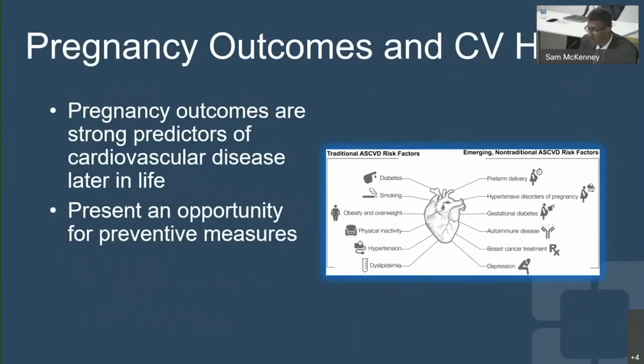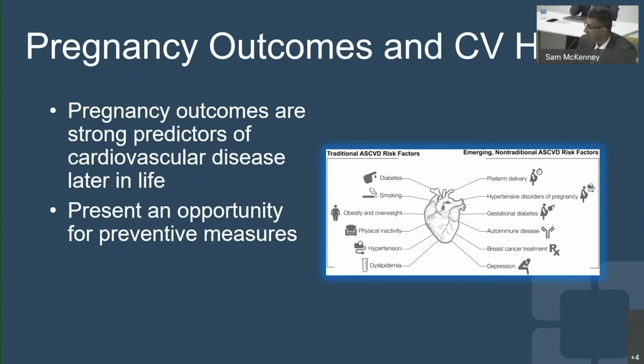Now, this is another area that I wanted to just touch on that's coming. What we know is that pregnancy outcomes are not just an isolated thing, and they have a significant impact on a woman's health, and particularly her cardiovascular health going forward. So many pregnancy outcomes are strong predictors of cardiovascular disease later in life. So the example is preeclampsia and hypertensive disease.